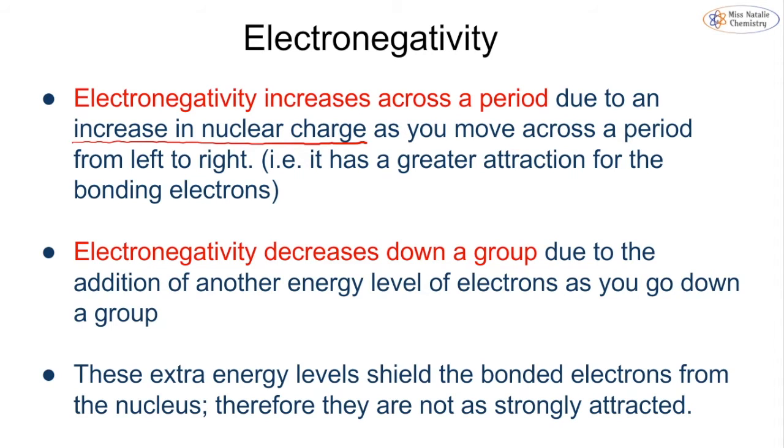So you're getting an additional energy level of electrons, so your outer electrons involved in bonding are further away from the nucleus. So these extra energy levels are going to shield the bonded electrons because we're going to get this electron-electron repulsion that we discussed back in topic 2. So the outer electrons involved in bonding are not as strongly attracted to the nucleus. So my electronegativity value decreases.